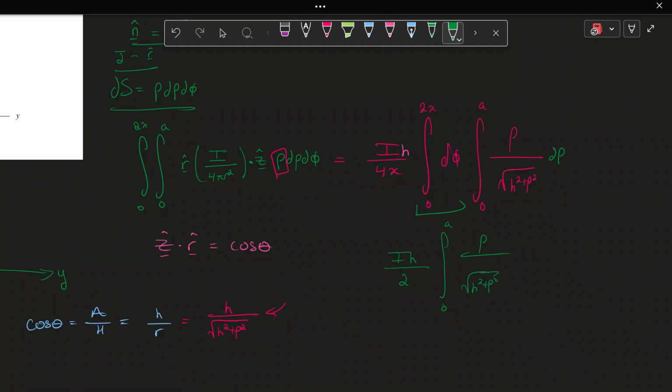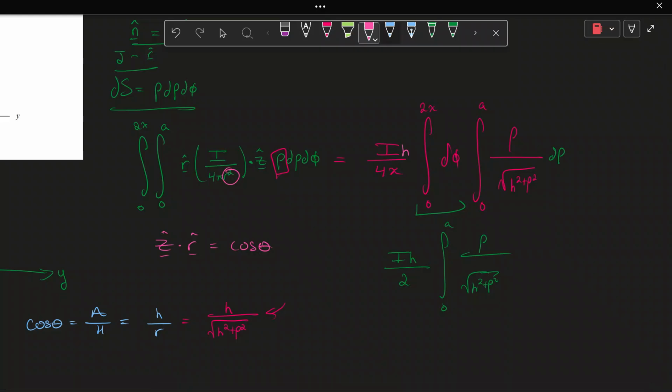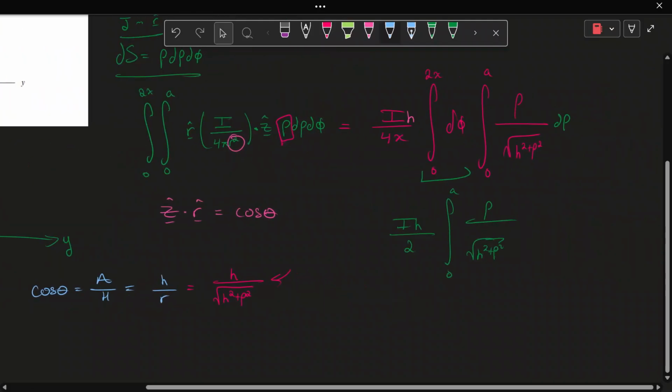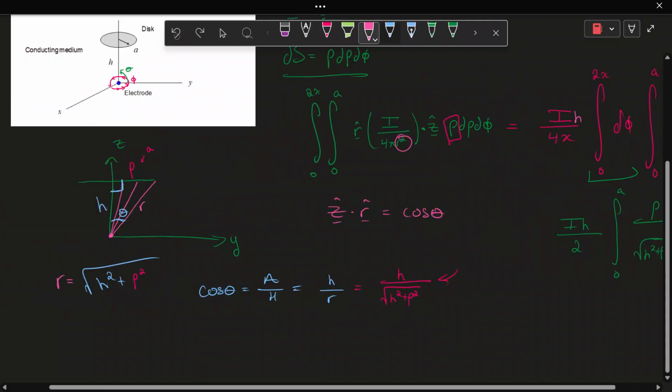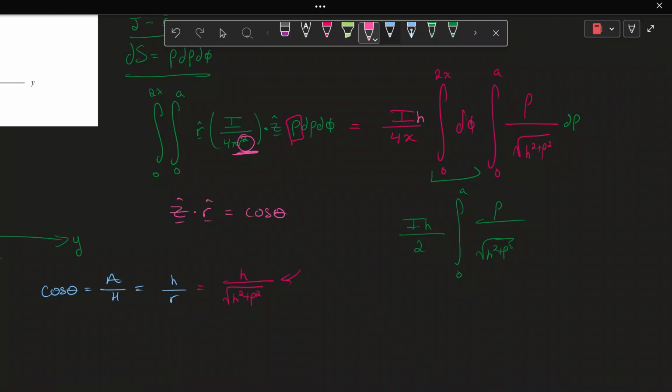Am I missing something? Yeah, I am. This r squared here needs to be part of our integration. Why is that? Well, what did we say r was when we derived it over here? We said r was the square root of h squared plus rho squared. If that's true, we need to make sure not to forget this, because our integration will be completely off. So what is that? We can multiply it in here. What is the square root of h squared plus rho squared, squared? It's just h squared plus rho squared.